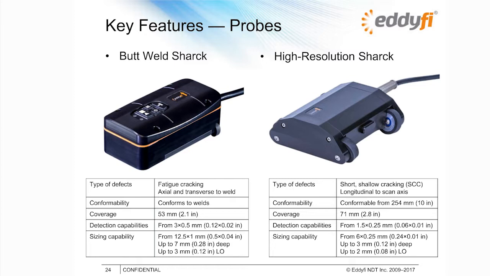The Sharck high resolution probe has a better resolution, uses smaller elements than the butt weld probe, so it's a lot more sensitive to short and shallow defects, like SCC, for example.